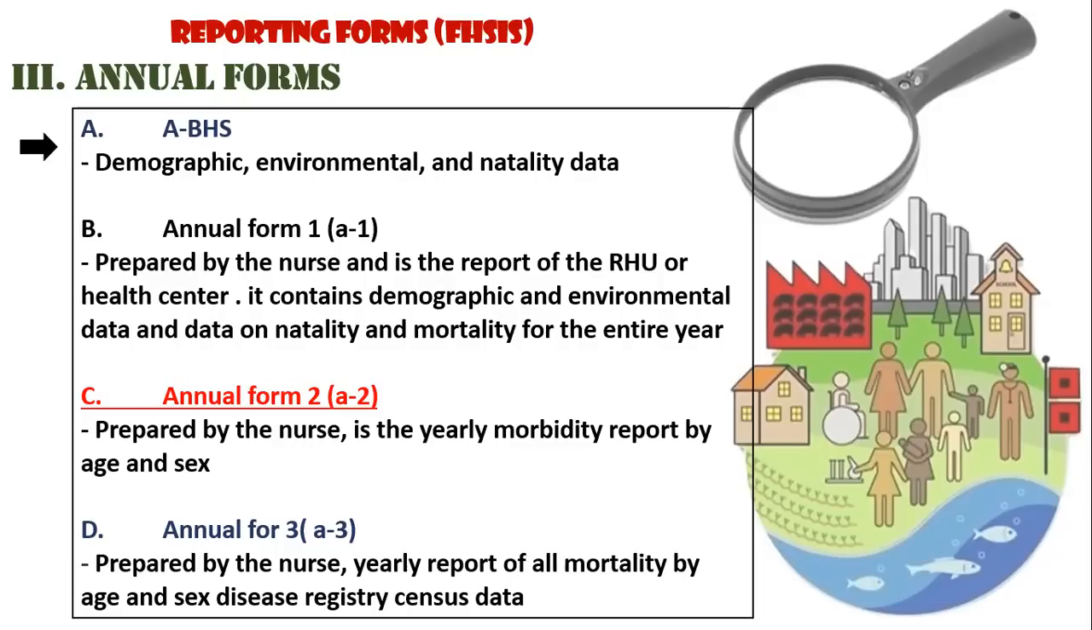Si Annual Form 3 naman is the report of all deaths that occur in the municipality. So, ganun din siya. Naka-arrange siya from age and sex. Ilan ang namatay na babae ngayon, ilan ang namatay na lalaki ngayon. Ilan yung namatay na age na ganito, ilan yung namatay na age na ganito. So same lang si Annual Form 2 and Annual Form 3. Kaso lang ang pinagkaiba lang nila, si Annual 2, ito yung report ng disease. Annual Form 2, disease, and then pag Annual Form 3, mga death cases.